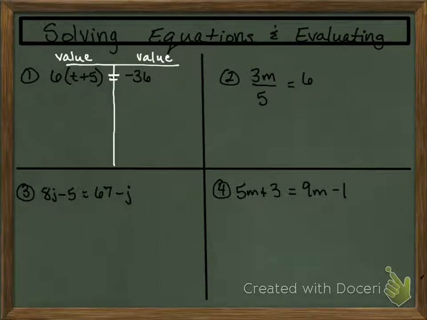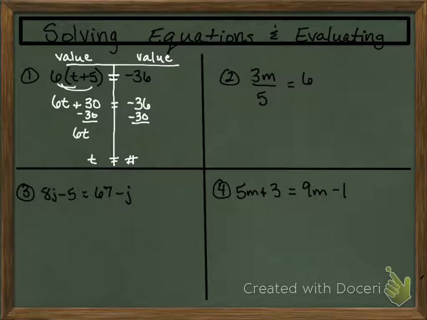So one way of working this out, you may say, all right, coach, you need to distribute. When we distribute, you get 6 times t is 6t plus 6 times 5 is 30, and that's equal to negative 36. Now I need to get just my variable on one side. I want to end up with 1t and only a single number on the other side. So I'm going to take the single number, 30, and subtract it. I get that 6t is equal to negative 66.